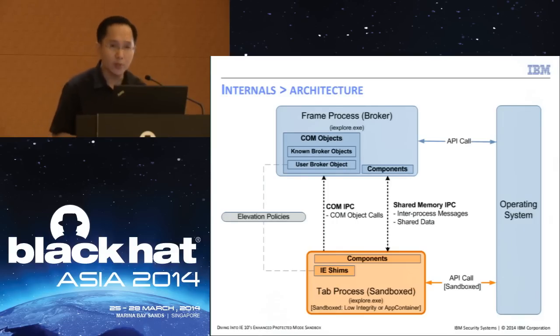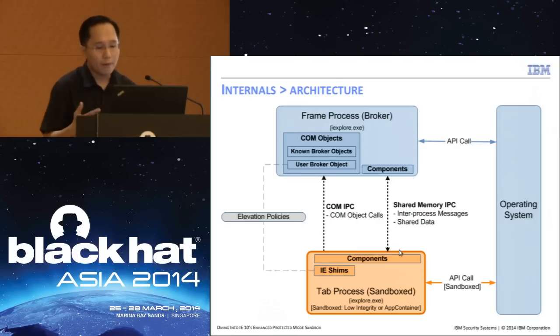For inter-process communication, COMIPC is used by IE shims and components in the sandbox for invoking the services exposed by COM objects in the broker. Additionally, the shared memory IPC is used by the components in the sandbox and components in the broker for inter-process messages and for sharing data.